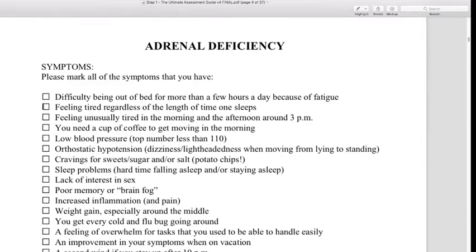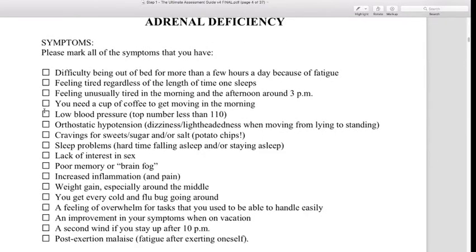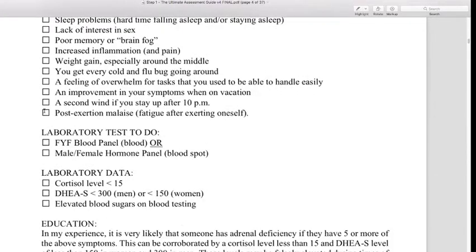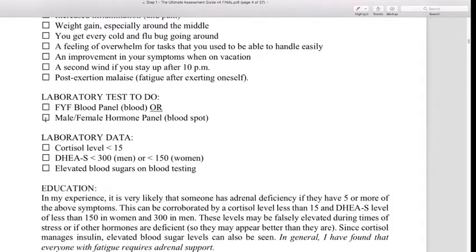Okay, well, you go down based off of the symptoms. If you have a certain number of symptoms and you have these labs and this laboratory data, this is how you determine. So I have down here, in my experience, it's very likely that someone has adrenal deficiency or adrenal dysfunction if they have 5 or more of the above symptoms, and then this is corroborated by a cortisol level of blah, blah, blah, and DHEA levels. So you don't have to have them, which is a very important point.